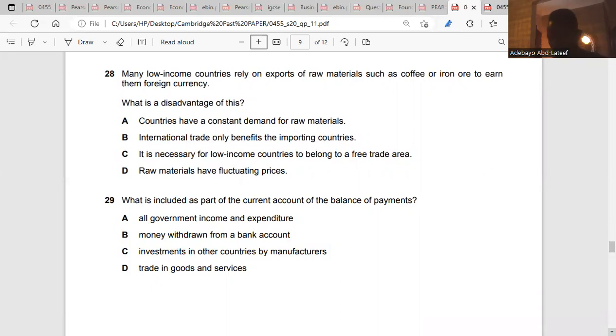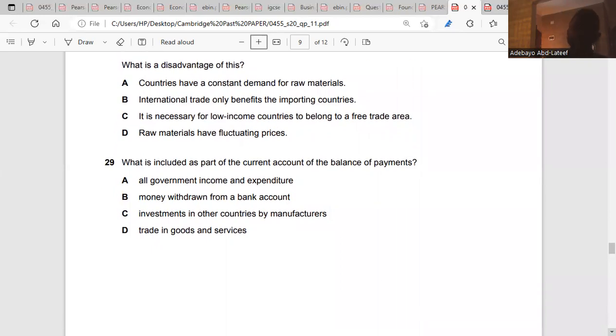29. What is included as part of the current account of the balance of payments? Balance of payments is the record of a country's transactions with the rest of the world. And what do countries transact with the rest of the world? Trade in goods and services. Trade in goods and services is called the balance of trade, BOT. So your BOT will give you your BOP, which is the balance of payments. So the answer is D.